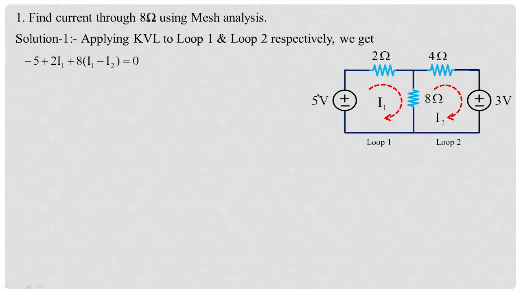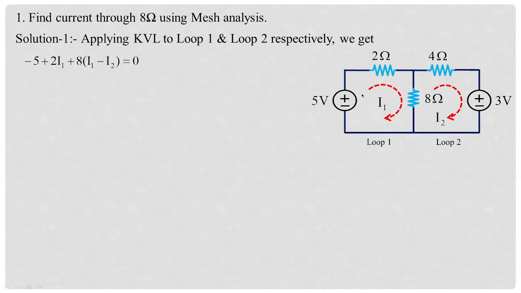So minus 5 on the path, you have minus 5 volts. Then when current travels through 2, it has 2 ohms resistance, and I1 is the current flowing here. Kirchhoff's voltage law states that the algebraic sum of the voltages in a closed circuit is 0. So that is why 2 with I1 is the voltage drop across 2 ohms. Then you have 8 ohms, and the difference of the currents, I1 minus I2. Why is it I1 minus I2?